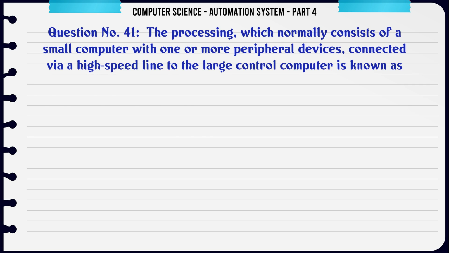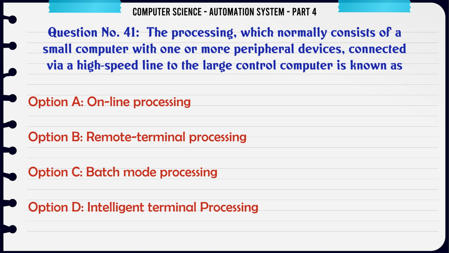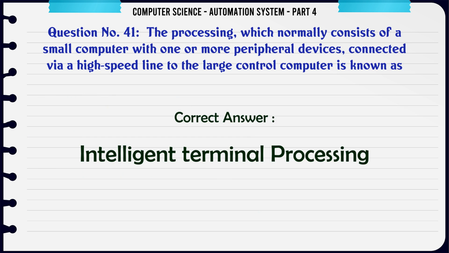The processing, which normally consists of a small computer with one or more peripheral devices connected via a high-speed line to the large control computer, is known as A. online processing. B. Remote terminal processing. C. Batch mode processing. D. Intelligent terminal processing. The correct answer is intelligent terminal processing.